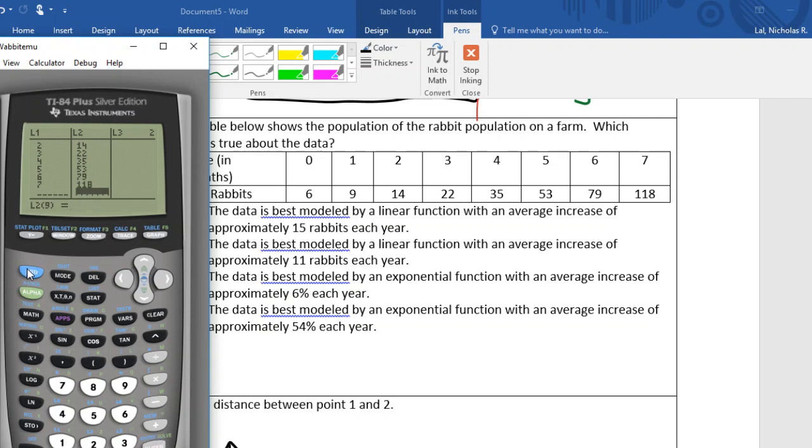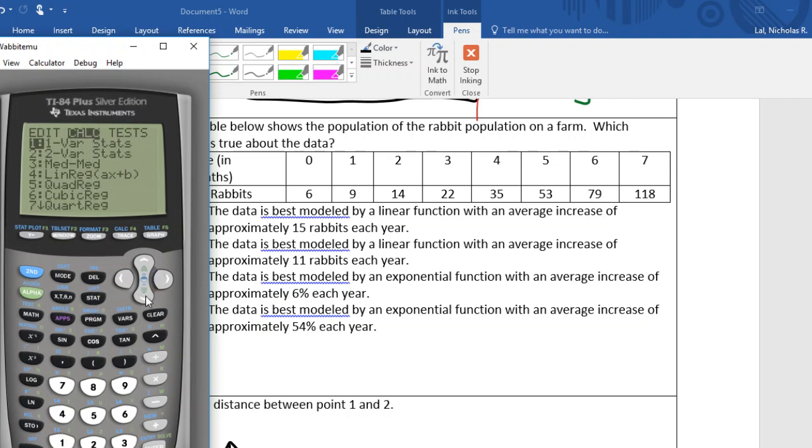All right, now we need to look at the data. Second, stat plot. Plot 1 on. Zoom 9. Look at this data. This data looks like it's exponential. That's the shape of an exponential, so it's going to eliminate answer choices A and B. So let's look at this exponential equation.